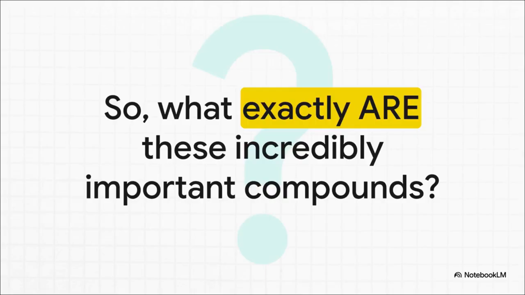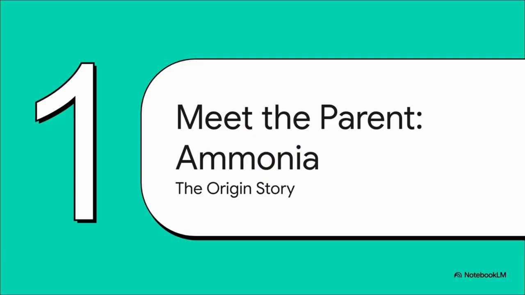Okay, so that brings us to the main event. We see what they do all around us, but what is an amine really, at its most basic chemical level? To get that, we have to go back to the beginning. We've got to meet the parent of the entire family. Yup, it all starts right here with one of the most famous molecules in all of chemistry, ammonia. It's got this simple pyramid shape, just one nitrogen atom with 3 hydrogens hanging off it. This little molecule is the blueprint for every single amine that exists.